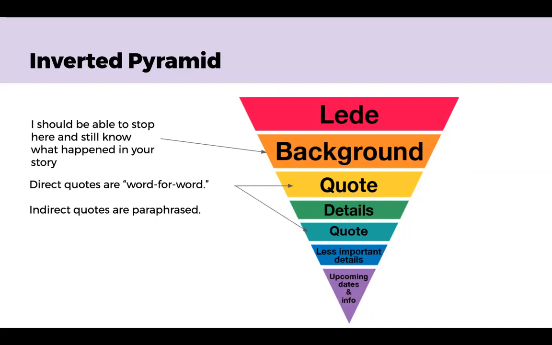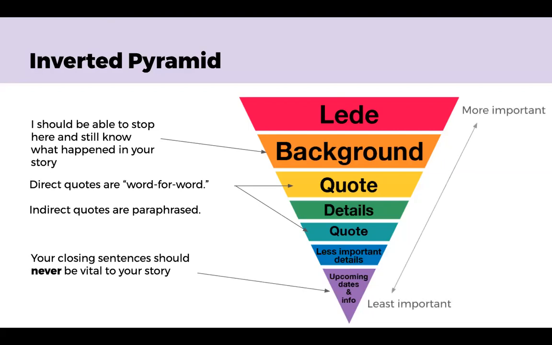So again, background information, stop there. I should know what has happened and who all is involved by the nut graf, so that background paragraph. With the alternation of quotes and details, you can use direct and indirect quotes. So direct quotes are word for word and indirect are paraphrased. In yearbook, we like to see more direct quotes though. And then the closing sentences should never be vital to your feature story.